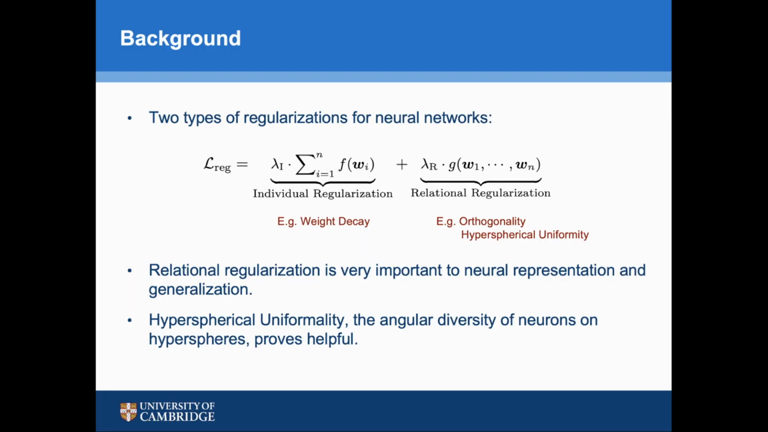Typically, regularization on neural nets can be decomposed into two parts. One is individual regularization, which penalizes individual neurons independently. The other is relational regularization, which takes care of the interactions between neurons. We study one notable class of relational regularization called hyperspherical uniformity, which characterizes how weight vectors are spaced apart from each other.